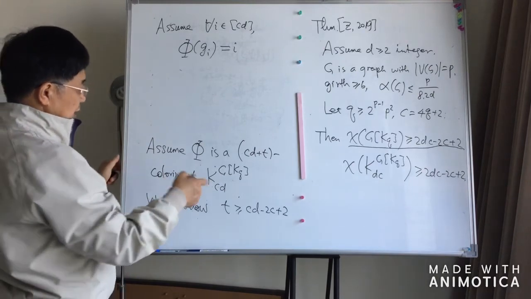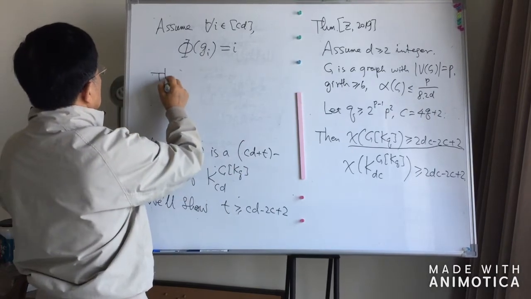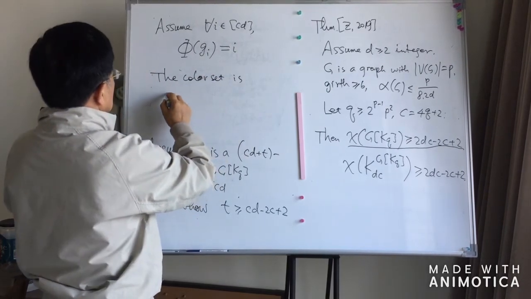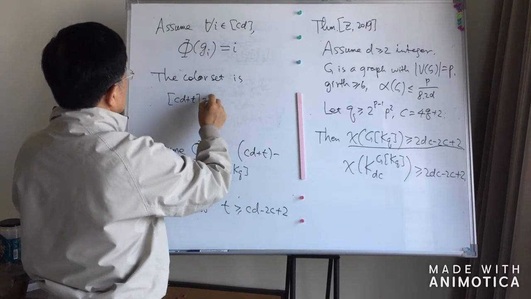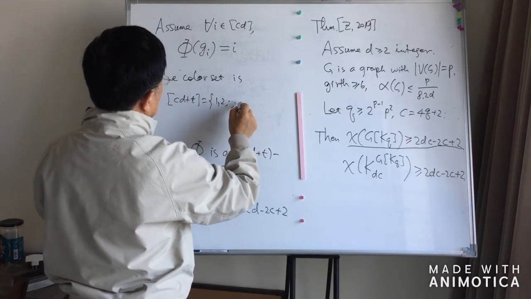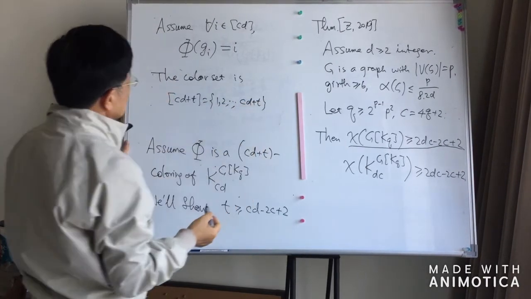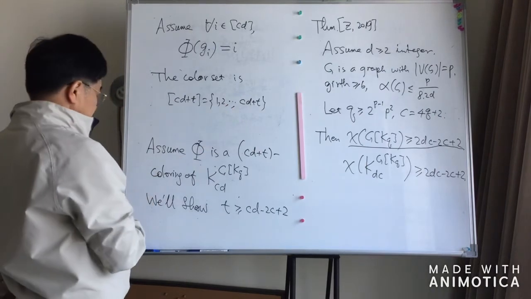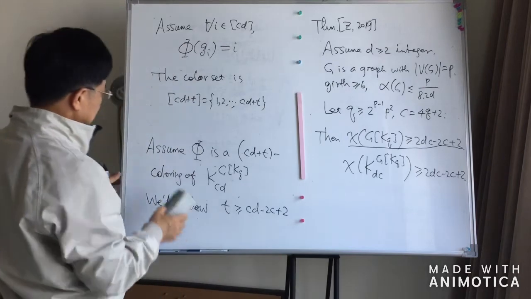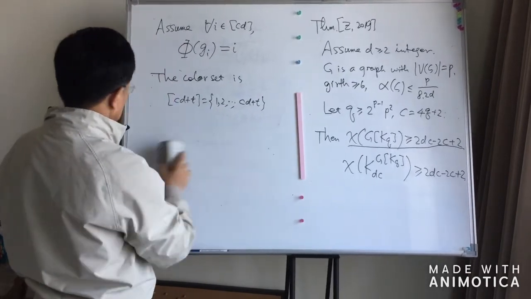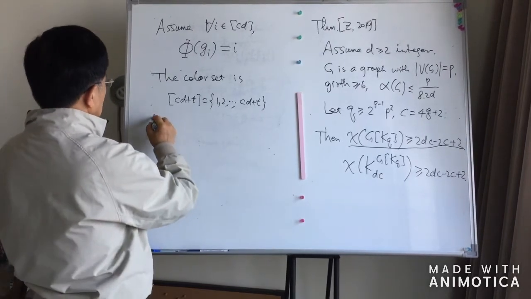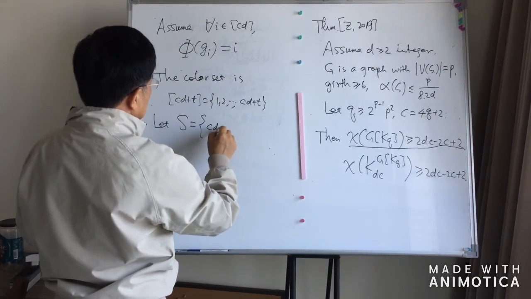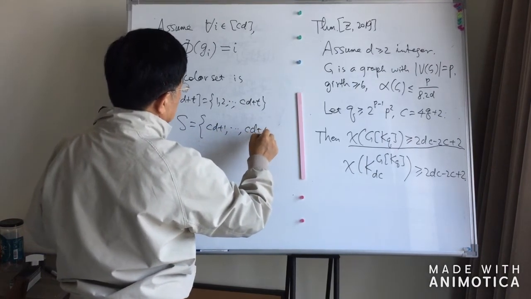Now, the color set, when they color, is CD plus T, which is 1, 2, up to CD plus T. So this clique used colors 1 to CD. Then we let S be the colors which are not used by this clique, CD plus 1 up to CD plus T. So S contains T colors.